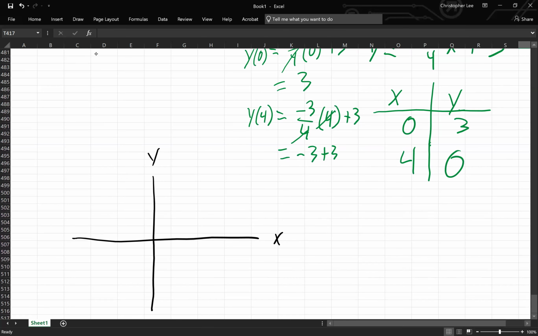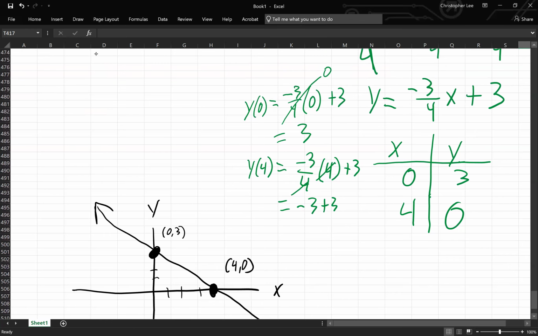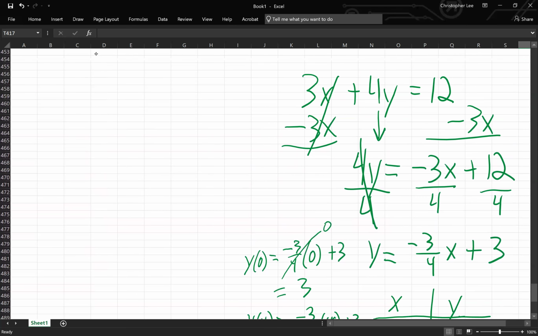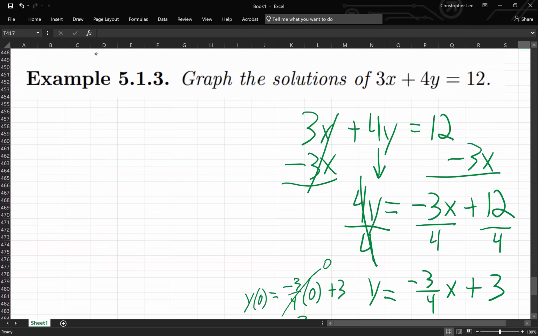Let's say 0, 3. So I go to 0, go up 3, 1, 2, 3. And then let's say 4, 0, 1, 2, 3, 4. And then just connect the dots. And we done. That's it. Easy, right?